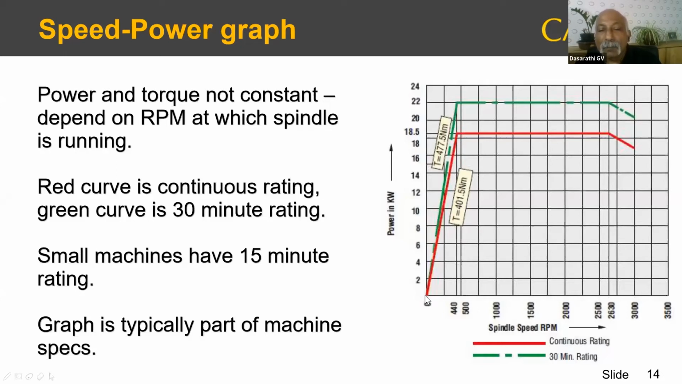Here it's showing you that the green line is your continuous rating, and red is your short-term rating. Fine. So let's say this is 18.5 kilowatts, short-term, half-hour rating. Now, at 0 RPM, obviously the power given out by the motor is 0. As you increase the RPM, the power available increases. And at 440 RPM, you've got your maximum power of 18.5 kilowatts, continuous rating.